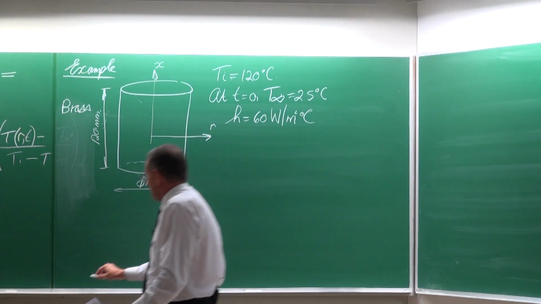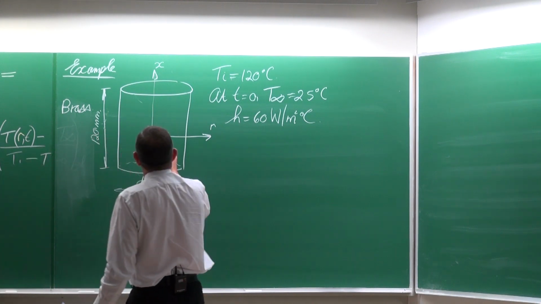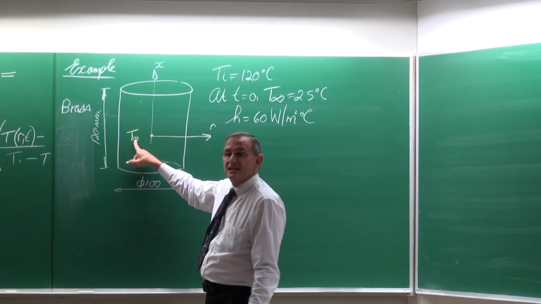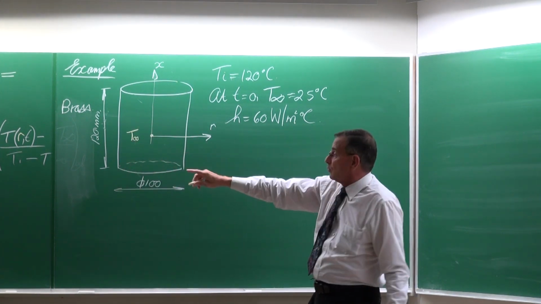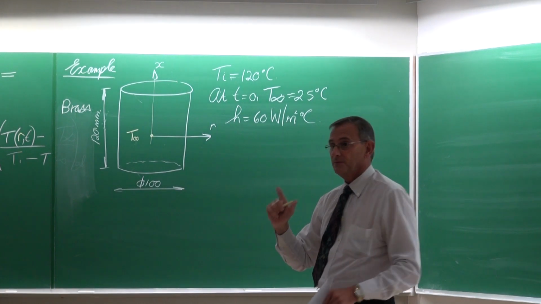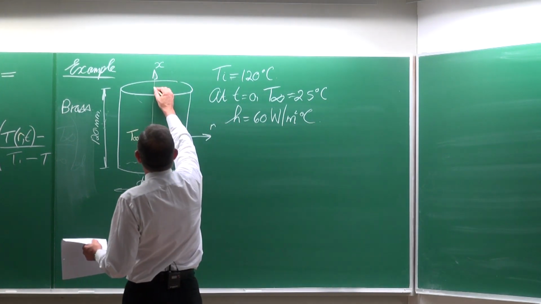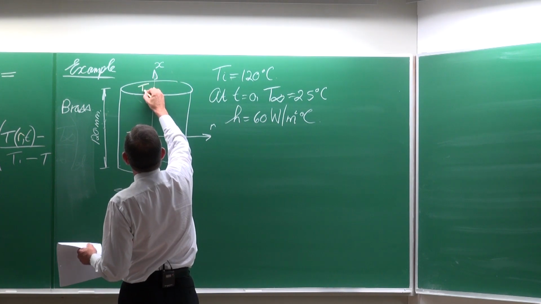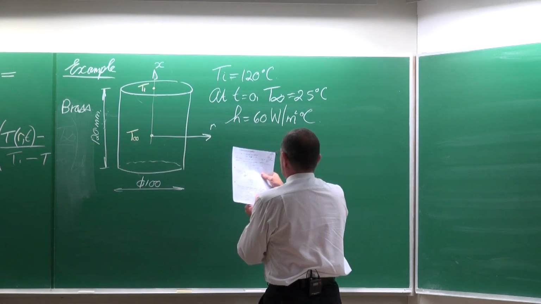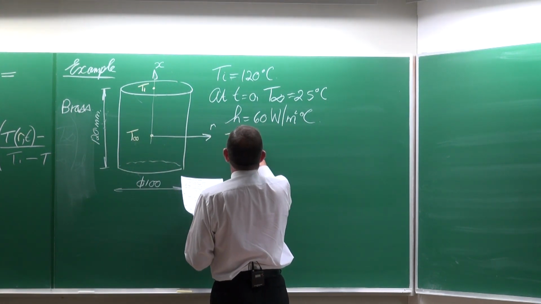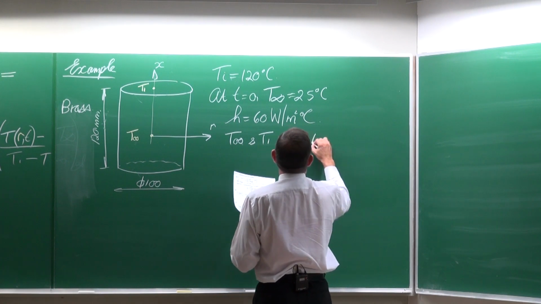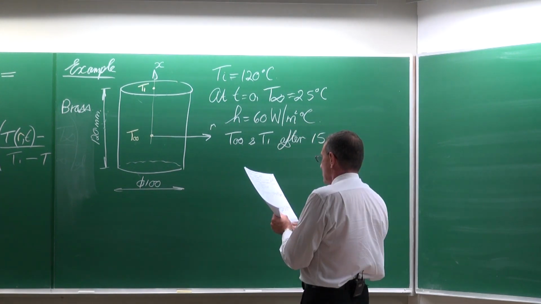And the question that is being asked is to determine the temperature in the center. I'm going to indicate that as T00. You'll see later on why I'm using T00, because there's going to be more than one T0. So we want to know it in the center, and then we also want to know the temperature at the top, in the center there, and I'm going to call that T1. So we want to know what the temperature is going to be at the center and at T1 after 15 minutes of cooling.